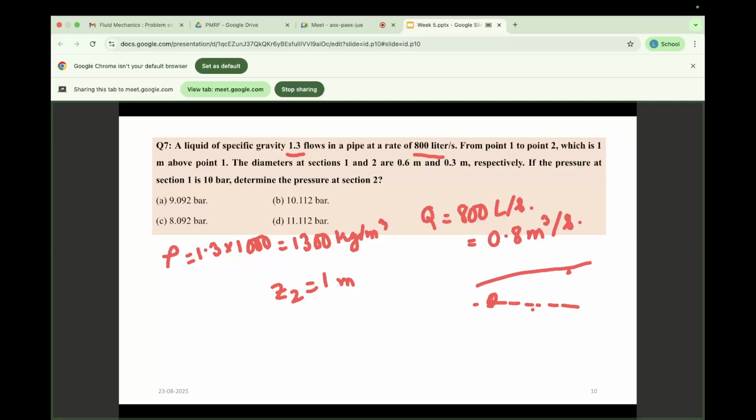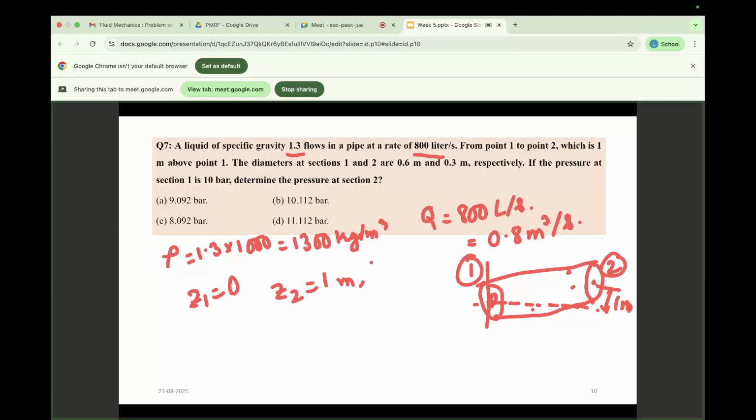Say this is a pipe, the pipe is like that way here. Say this pipe is at an angle, so this is point 1 and this is point 2, right? So given 1 and 2 is at a distance of 1 meter. That means I can write, if this is Z1, Z1 should be 0. If I consider this Z1 as the reference line and Z2 is 1 meter, so that's why I write Z2 is 1.